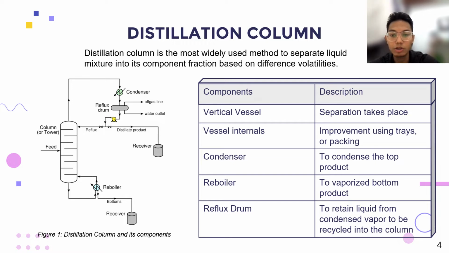Condenser to condense the top products. Reboiler to vaporize the bottom product. Reflux drum is to retain liquid from the condensed vapor to be recycled back into the column.